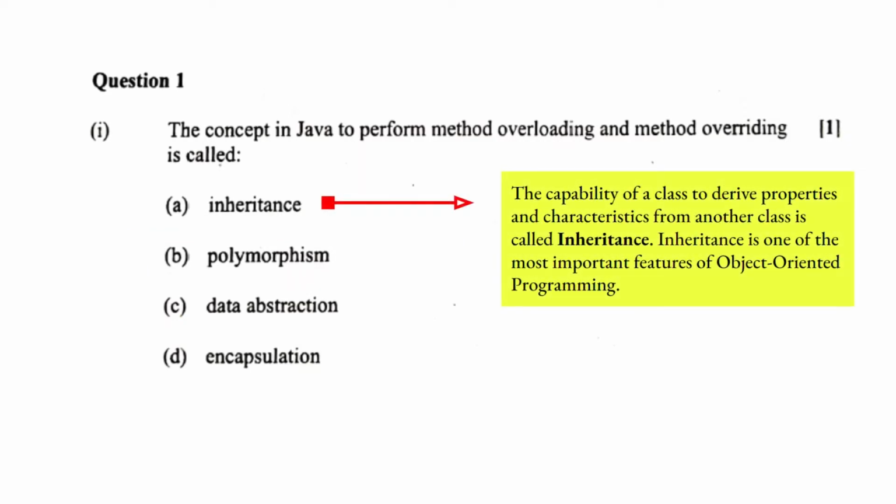So you can define inheritance this way: the capability of a class to derive properties and characteristics from another class is called inheritance. Like we inherit some properties, some qualities from our ancestors, father, then his father. So inheritance is one of the most important features of object-oriented programming. It may be C++ or Java or any other language.